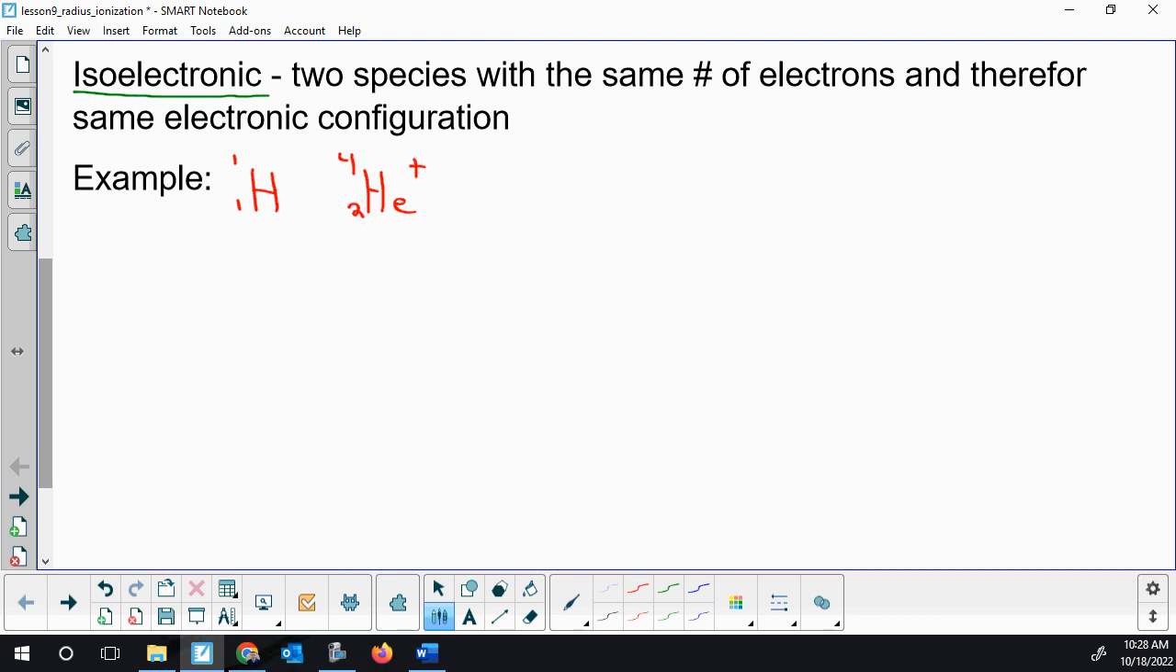So I'm using some nuclear notation. We're going to compare hydrogen-1. The 1 is the mass number versus helium-4 or helium ion 4. Hydrogen, doesn't matter what the mass number is, it has 1 electron when it's neutral, so its electronic configuration would be 1s1.